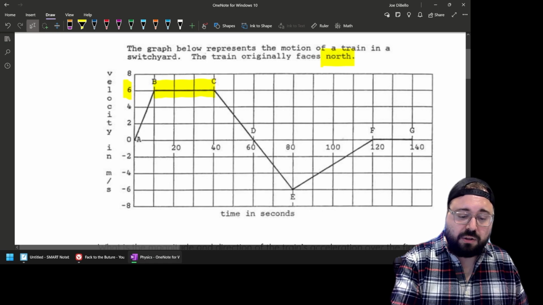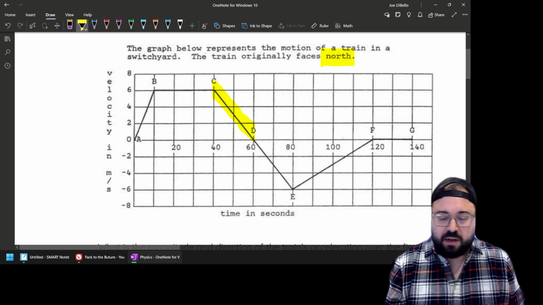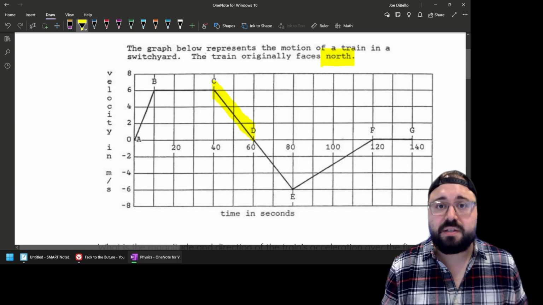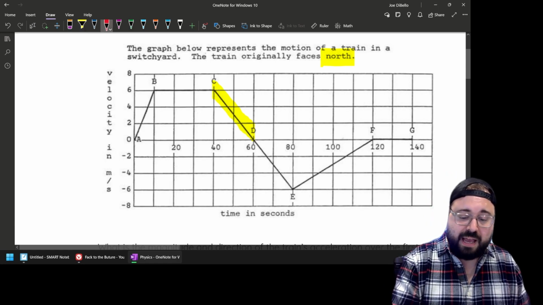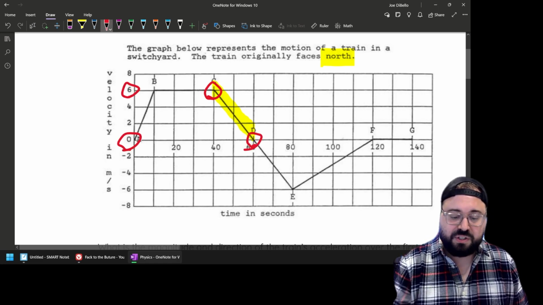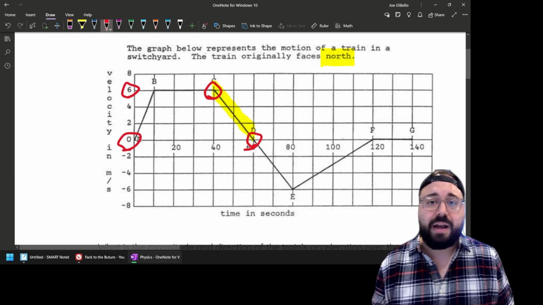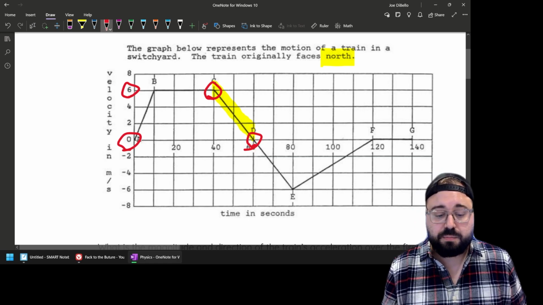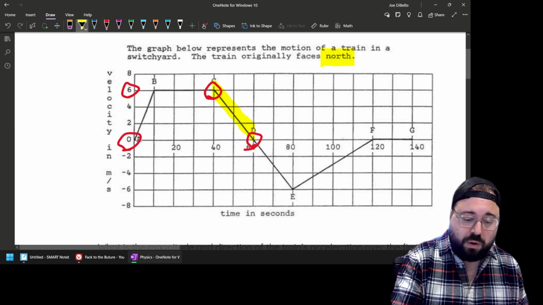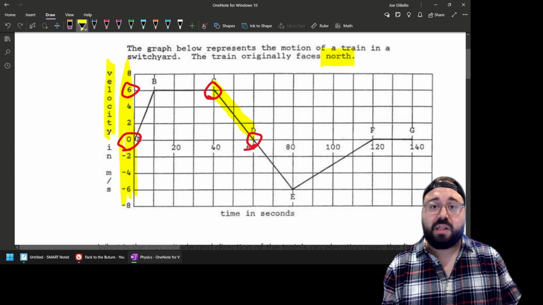So now let's look at what's going on from maybe C to D. Okay, so from C to D, our velocity is changing. This car is slowing down from an initial speed of 6 meters per second to a speed of 0 meters per second. So we start out going 6 meters per second to the north, and then we slow down to a speed of 0 meters per second, right? And we can tell all of this just by reading what's going on here on our y-axis because our y-axis is our velocity.